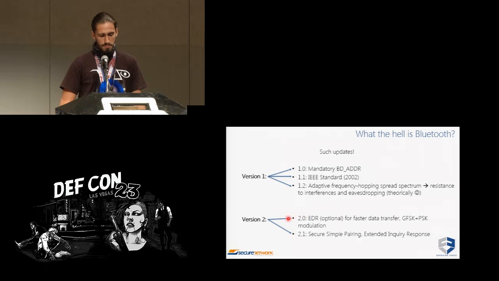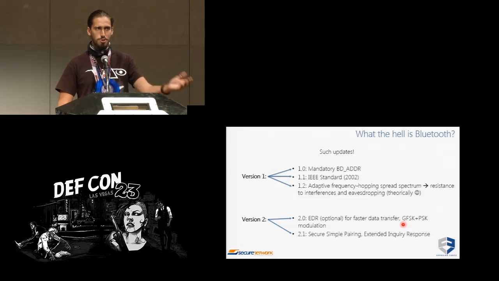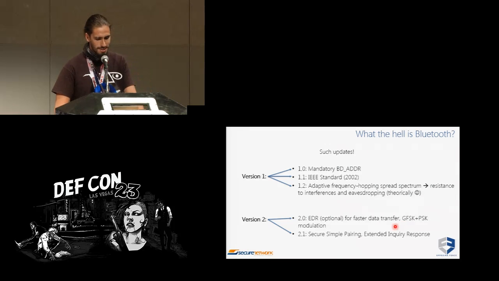And after that, from version 2, enhanced data rate was introduced for faster data transfer. So it was easy to transfer a big amount of data between two devices, and two new modulations, Gaussian frequency shift keying and phase shift keying, were introduced. So this is just for telecom people. I don't know if there are telecom engineers here, and they're glad to hear about it.